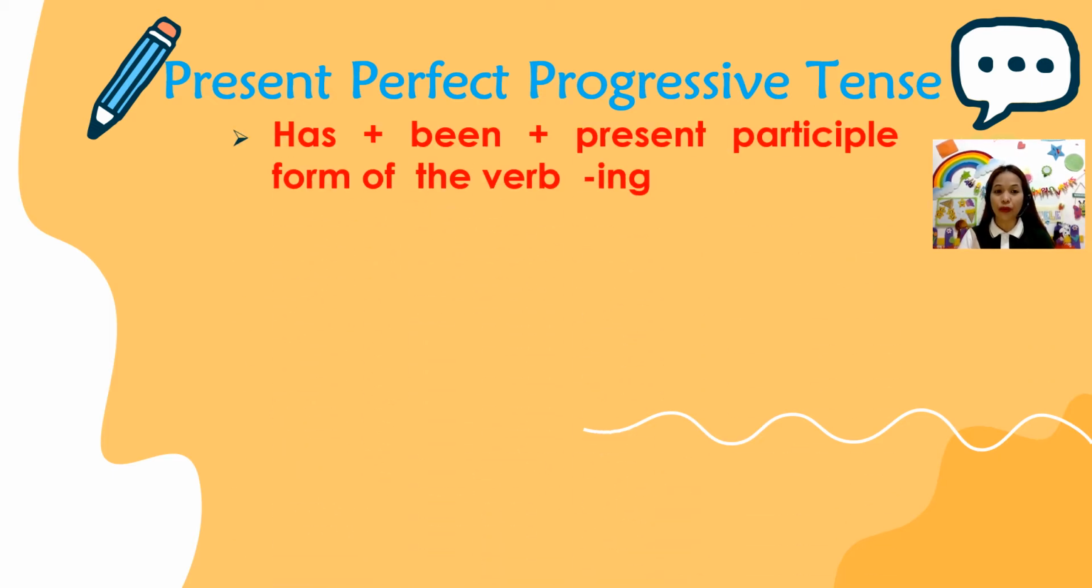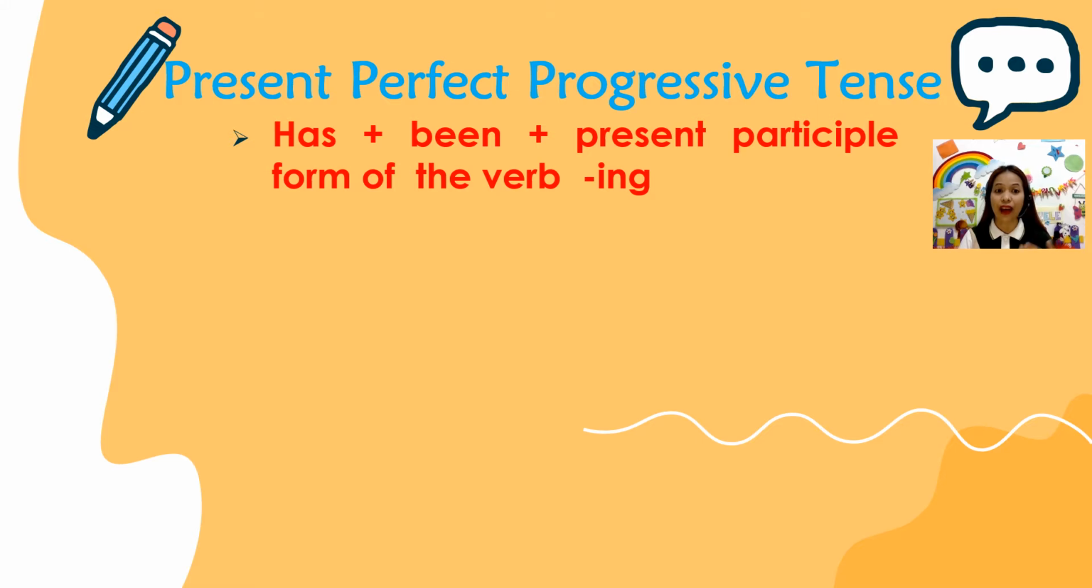We have the form to follow. Has plus been plus the present participle form of the verb, the -ing form. So grade 6, remember when we are making present progressive tense, we use the be verb is, which is present participle. We also have the past participle of is, which is was and were, right? And now we have the past participle of be verbs, which is been. So we use been to make present perfect progressive tense.